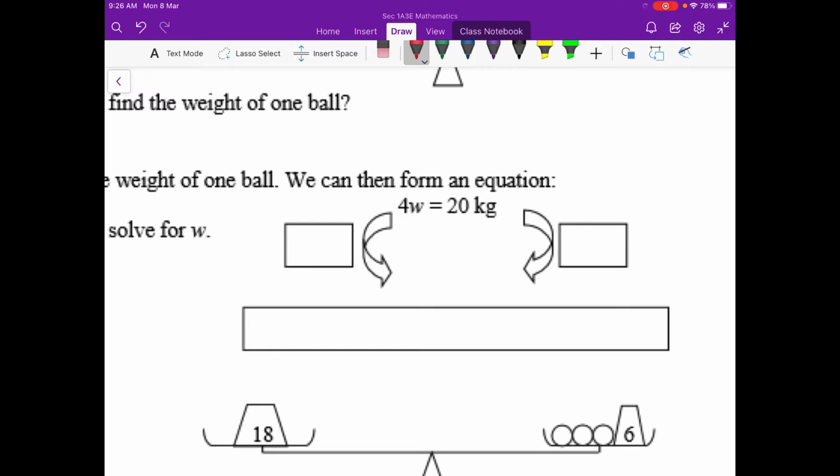So here, we want the value of W only, 1 W. So we need to divide by 4. In order for the seesaw to stay balanced, we also need to divide by 4 on the other side.